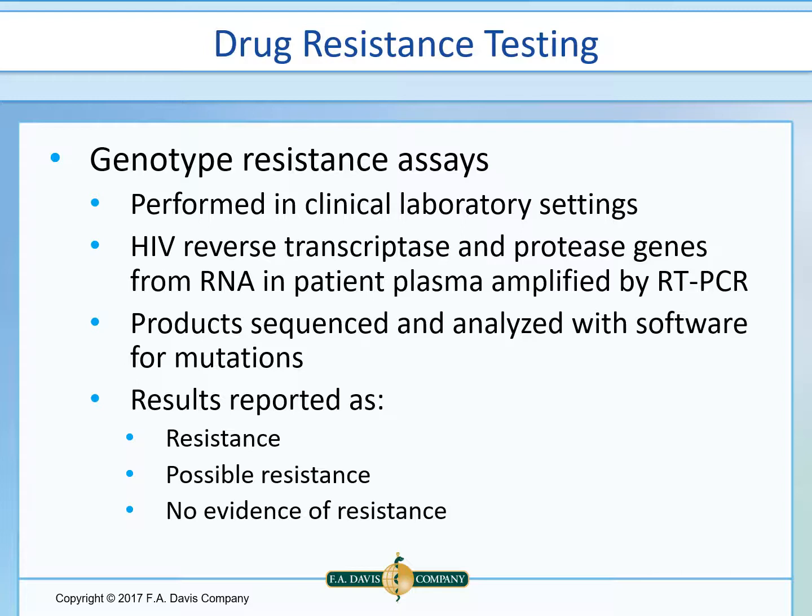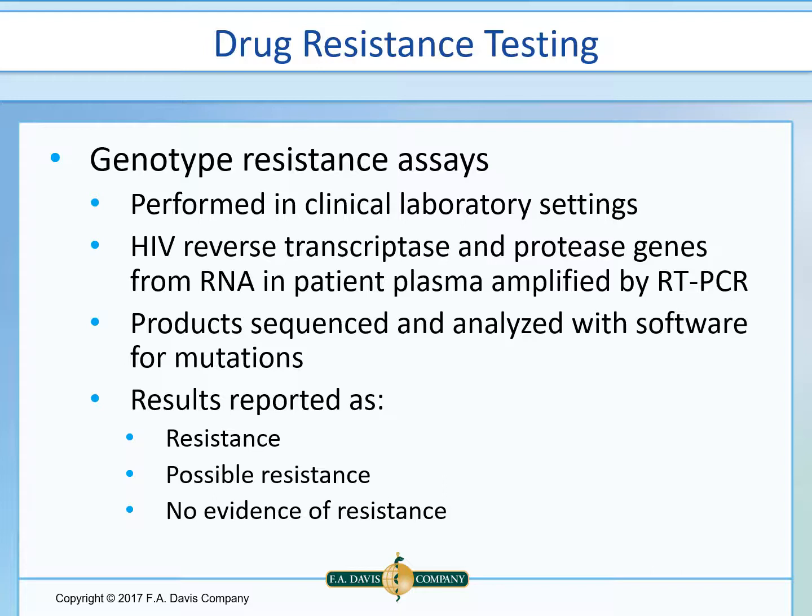The last course of testing we'll discuss for patients infected with HIV includes drug resistance testing. The rapid replication of HIV can result in mutations that then enable drug-resistant populations to emerge during the course of antiretroviral therapy. To check for this issue, two types of methods have been developed: genotype resistance assays and phenotype resistance assays.